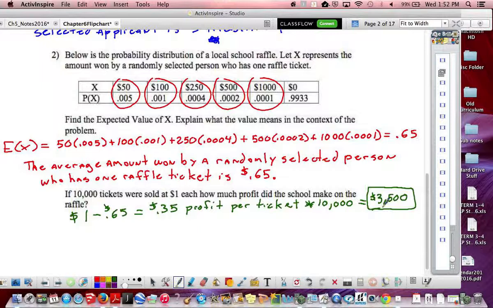That's still a pretty good profit. Some people are saying, well, it's not a ton of money, or some of you might be saying, well, that's a lot of money. Think about raffle tickets these days.